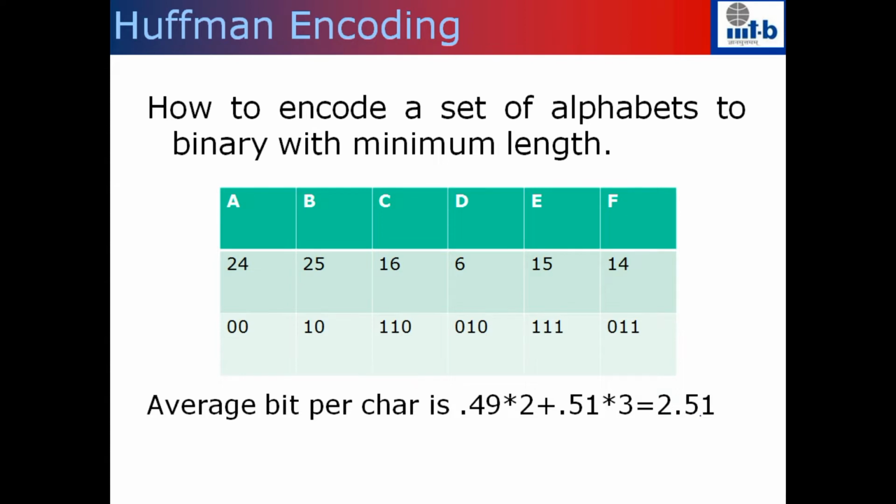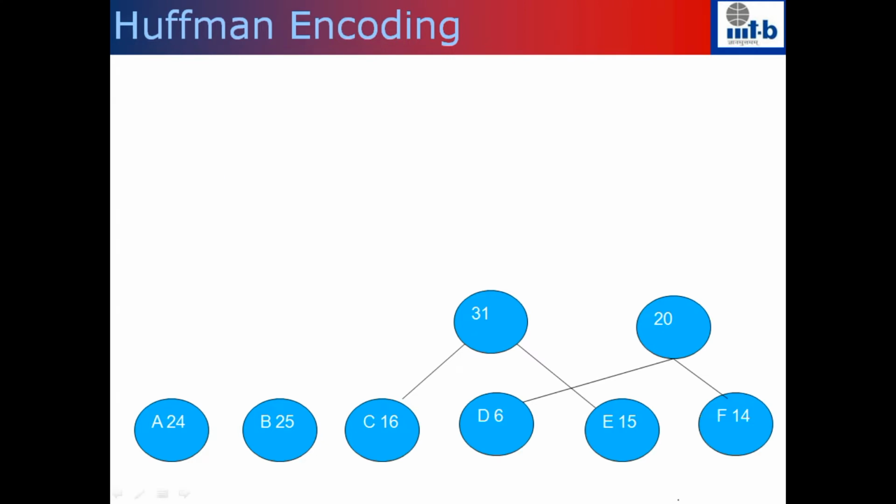So this is where the Huffman encoding scheme comes into the picture. Let's look at a greedy algorithm that, given these frequencies, will give us the encoding scheme. First we start with all the alphabets as leaf nodes in a binary tree, and I take the minimum two priorities. The minimum two in this case happen to be 6 and 14. I create a node and make one of them the left child and the other the right child, and I add up the frequencies.